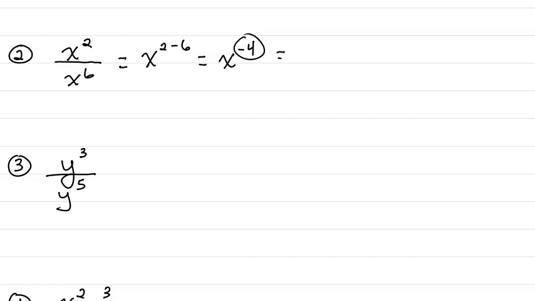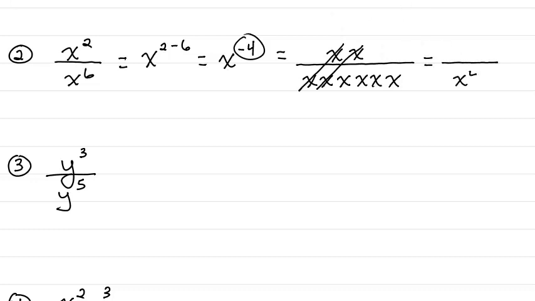Let's do it out the long way now. X to the second is x squared, or 2 x's on the top. X to the 6th is the same, 6 x's on the bottom. And let's cancel. And so now we end up with our 4 x's on the bottom, and then nothing on the top, but we know when we cancel, everything's left as 1's, so it's 1 over x to the 4th.